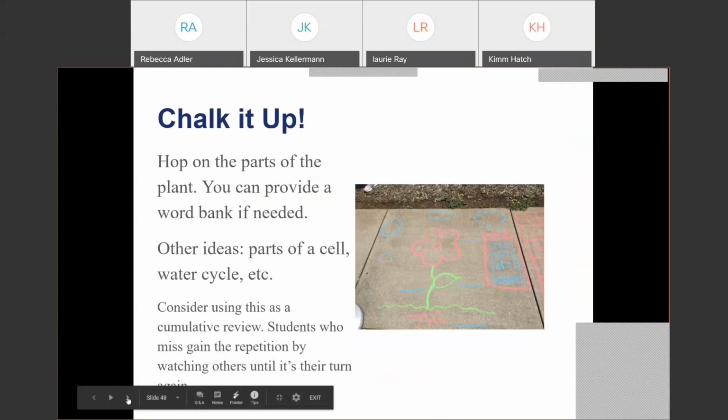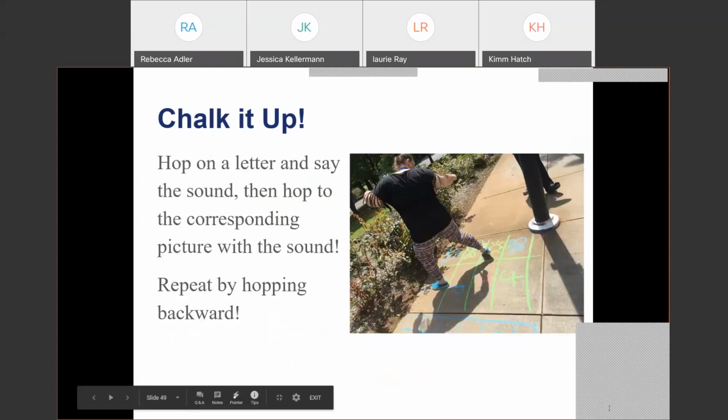If you draw a large scale, then your students can actually hop on the stem and hop on the leaf while they're saying those words or parts of a cell, just as they would hop on this one. So if you're hopping on a letter and you're saying the sound, then you might hop on the corresponding picture. So the F, then the person would hop over to the flower, the B, and hop over to the butterfly. So incorporate the movement, not just the drawing. Next slide.